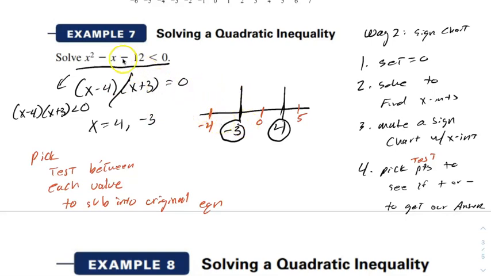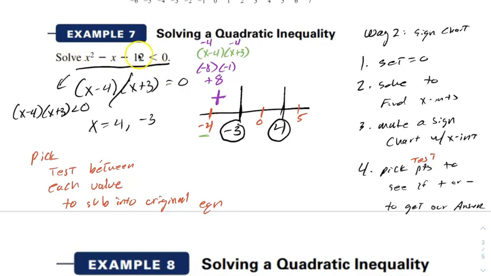That's all we care about. So like -4, let's plug -4 into the factored version. -4 minus 4 is -8. -4 plus 3 is -1. -8 times -1 is a positive 8. It only matters to me that it's positive. It's a positive number.